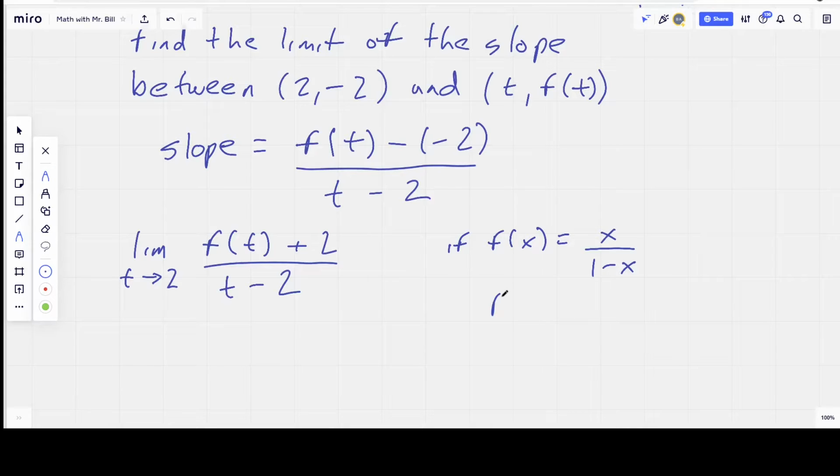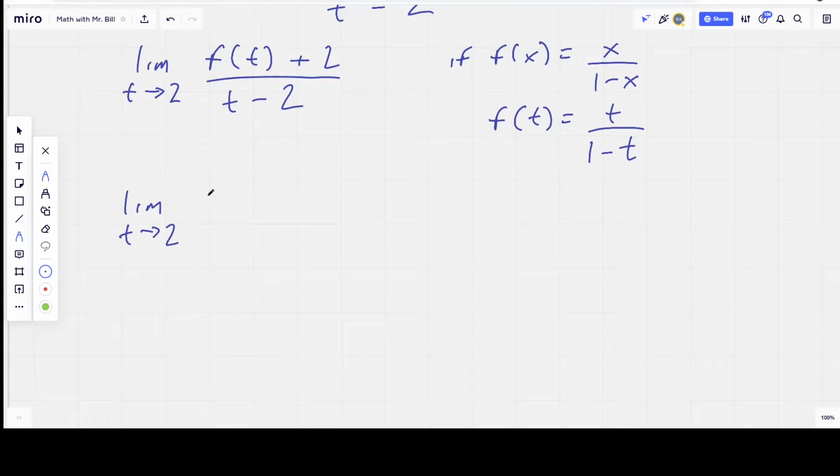So we have the limit as t approaches 2 of t over 1 minus t, plus 2, all over t minus 2. So now we have some algebra to do, because I can't plug 2 into this limit. It'd be really nice if I could. If I do that, I'll end up dividing by 0, and it won't work. So I have to do some algebra to this, which I'm allowed to do. By the limit laws, I'm allowed to do legal algebra inside the limit to make it simpler.